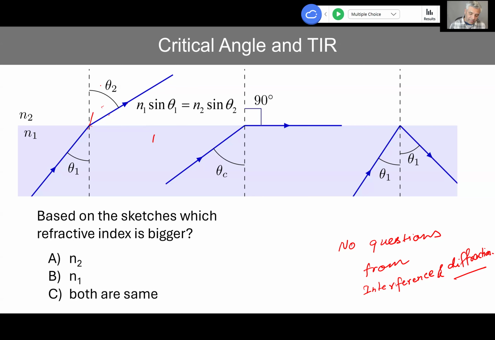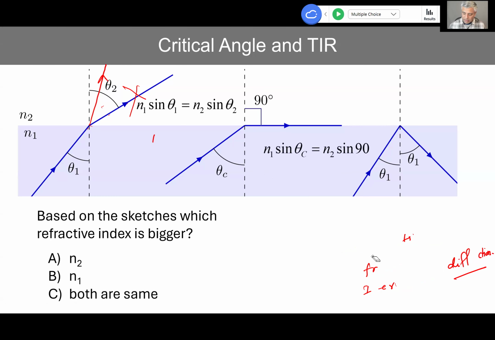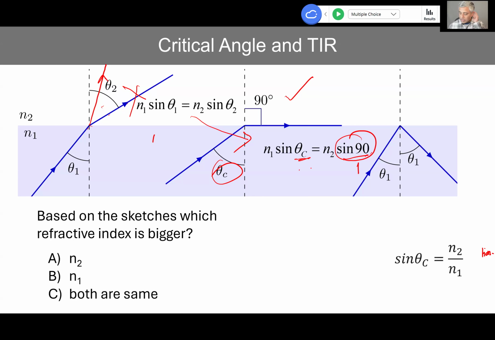If it was doing something like this, that would mean N2 is bigger than N1. And we know this is also called total internal reflection. So the critical angle can be found by using Snell's law, where one of the angles on this side has to be 90 degrees. So this becomes 1. So you can solve this for the critical angle. So that's how the refraction works.